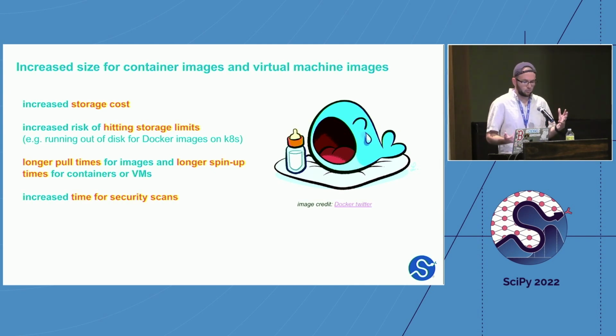You have an increased risk of hitting storage limits. I've actually been paged on call because applications ran out of disk because Docker images were taking up too much storage. That's a real thing, folks. Larger images lead to longer pull times. That means it takes longer for your application to restart when you need to restart it, which is no fun. And for organizations using security scanning tools, larger images means more content to scan, which can lead to longer scan times, which can lead to longer times to deploy whatever you're trying to deploy.